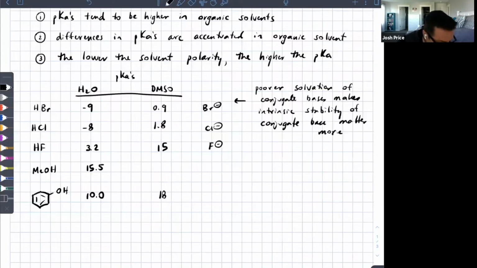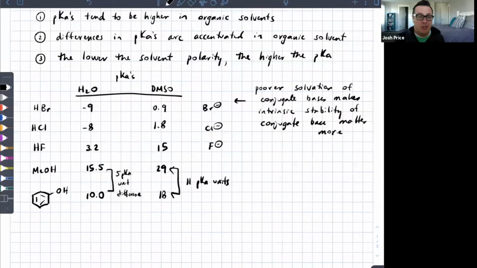So you see the difference here. Here in water, there's sort of a 5 pKa unit difference. Whereas here in DMSO, it's more like 11 pKa units. And this is, again, because when you're not in water, the solvation due to water molecules, which tends to mask some of these differences in stability, is gone.